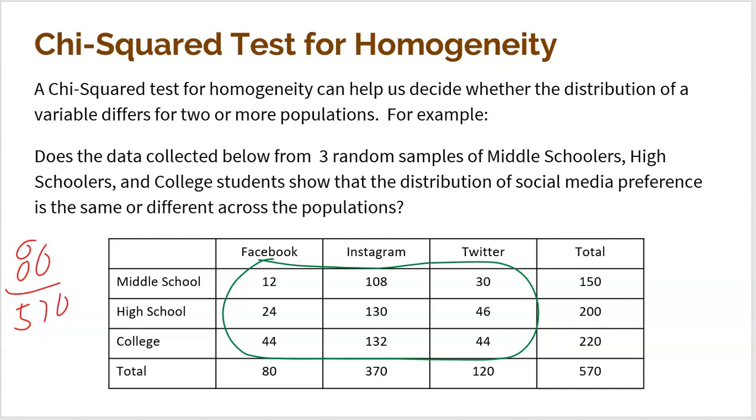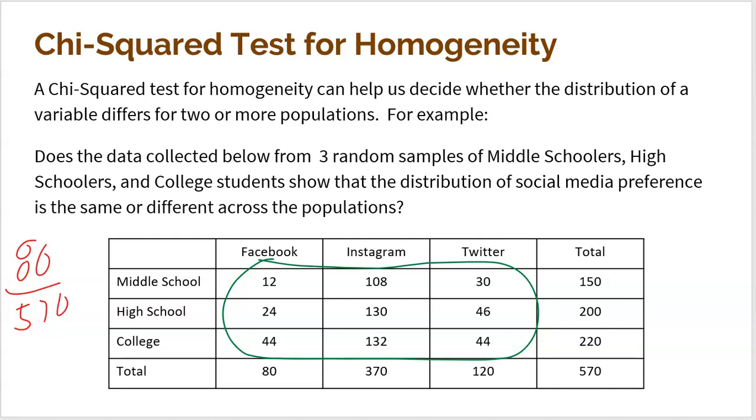So what we mean by the same across populations is this. If 14% of all kids, middle schoolers, high school, college, all people in my survey, use Facebook, well then, if it's really no difference, I should see 14% of middle schoolers use Facebook. I should see 14% of high schoolers use Facebook. I should see 14% of college students use Facebook. So that's where the formula actually comes from.